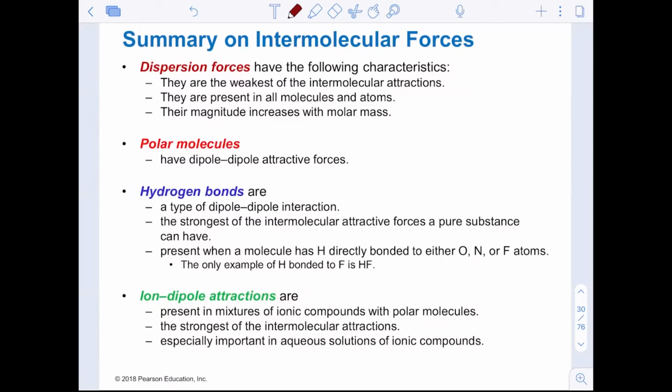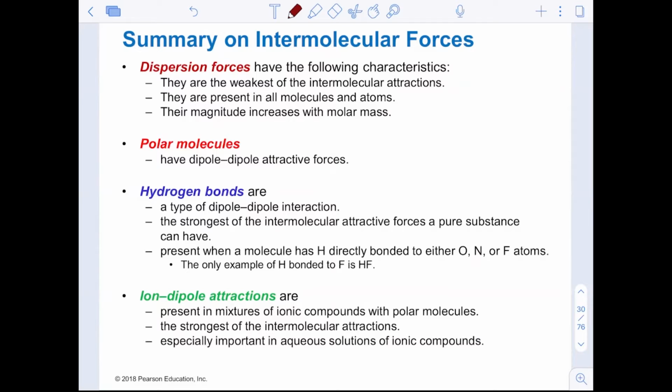Hydrogen bonding is a type of dipole-dipole interaction. It's just what I like to call a super dipole. It's super special because it's when a hydrogen is bonded to either oxygen, nitrogen, or fluorine, that creates a super polar covalent bond. And then that can have the strongest intermolecular force of attraction that we know.